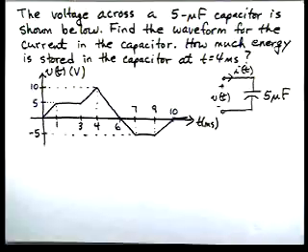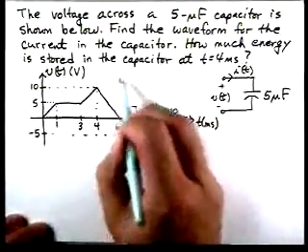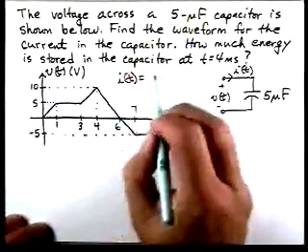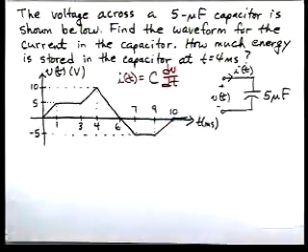In this problem, we're given the voltage across a 5 microfarad capacitor. We're asked to find the waveform for the current, and also to calculate how much energy is stored in the capacitor. T is equal to 4 milliseconds. Given the voltage and asked to find the current, remember our relationship for a capacitor, I is equal to C dV/dt. So we'll be using that expression.